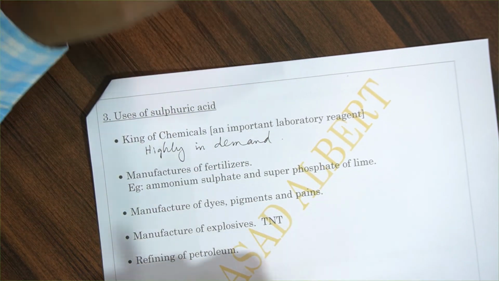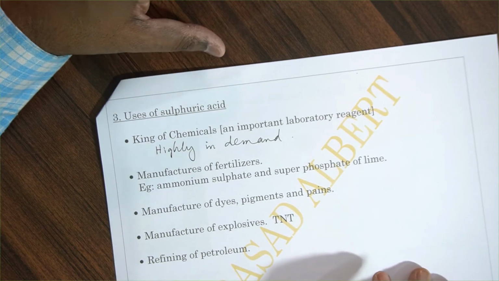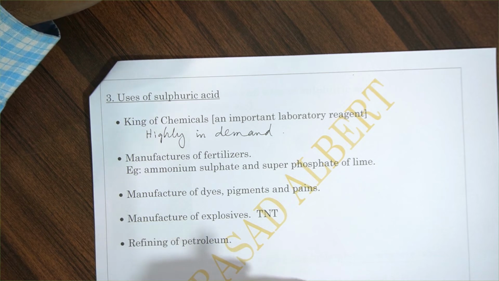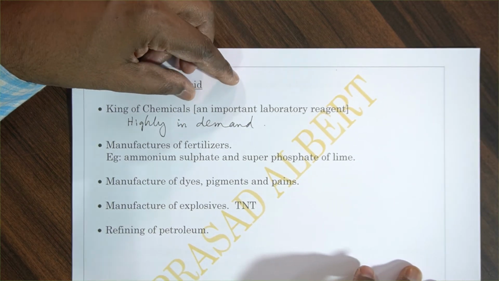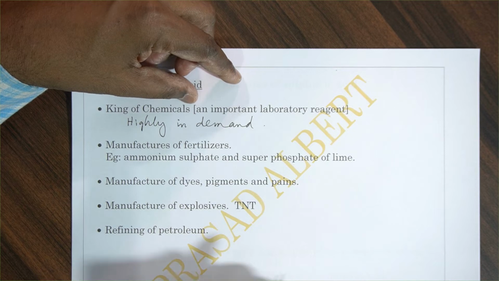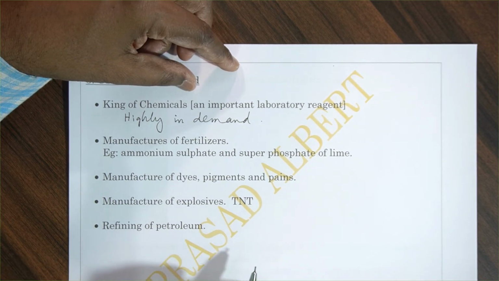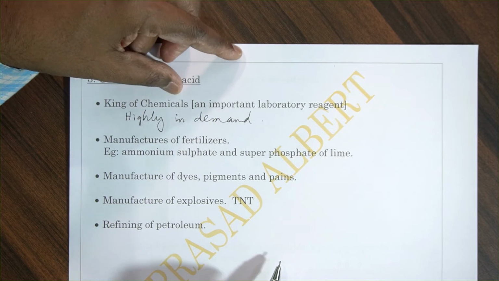As I said in the previous video, if in a laboratory you have everything and yet you don't have sulfuric acid, it cannot be called a laboratory, because that is the importance of sulfuric acid. Nothing can proceed there without sulfuric acid. Like that, almost all industries require sulfuric acid. So it is the most used chemical substance in industry and laboratory, known as the king of chemicals.